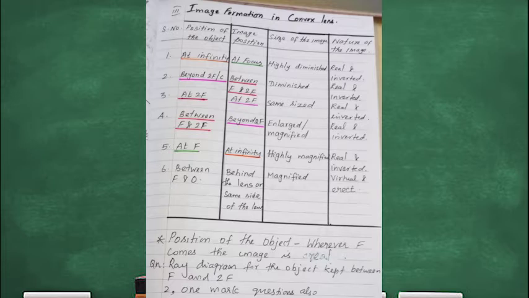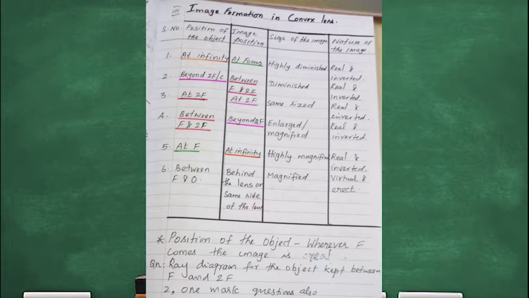Then the last case. Here there is no co-partner for it because it stands alone, because this is the only place where we get the virtual image. Okay, between F and O, F is for focus and O for optic center, you will get the image behind the lens, or on the same side of the lens. Image will be magnified, then nature will be virtual and erect. If you look at the table, then you can find it.